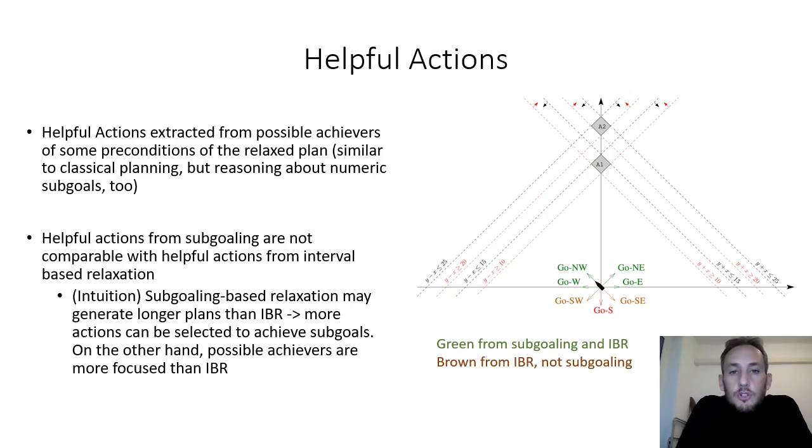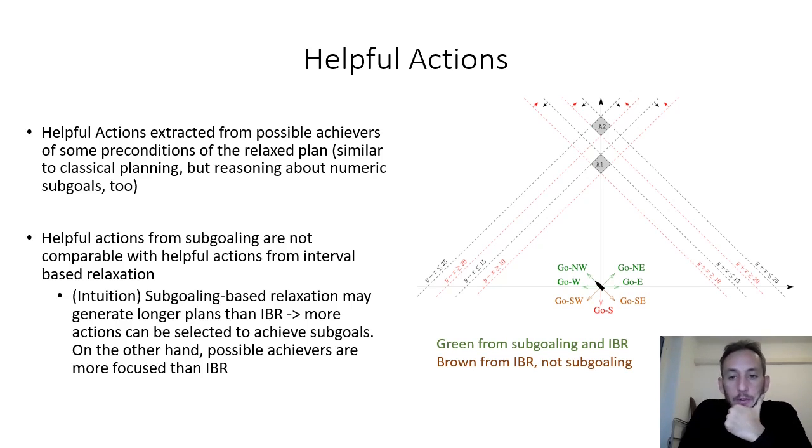We also define a notion of helpful action from this relaxed plan, which is pretty much the same that you get for classical planning. Here the difference is that when we establish the achievers of a sub-goal into the relaxed plan, we can reason on the numeric structure of these sub-goals. So we get the helpful actions that we say are possible achievers of these sub-goals.